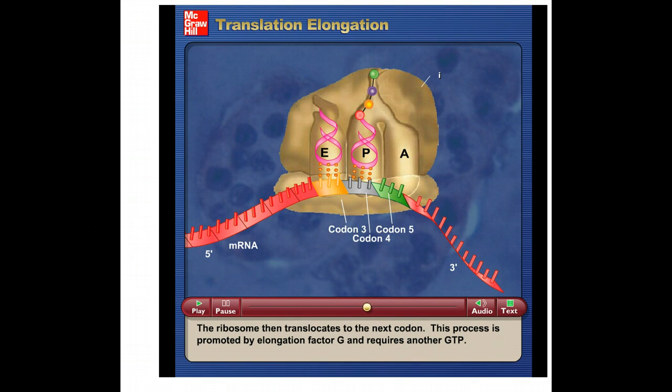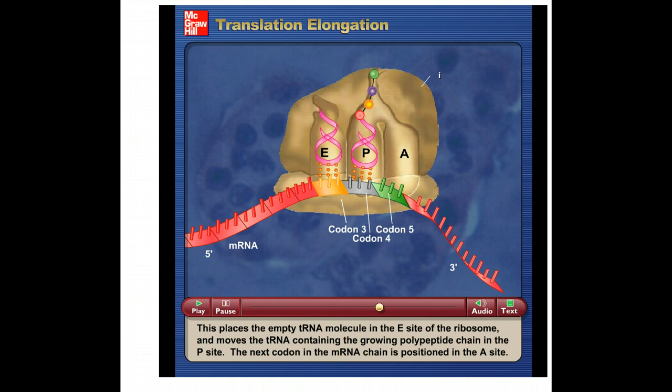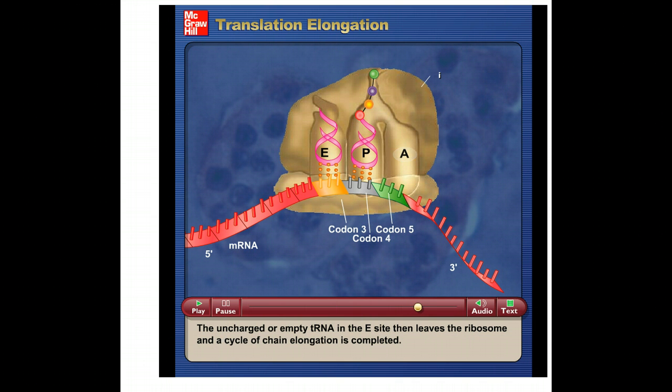This process is promoted by elongation factor G and requires another GTP. This places the empty tRNA molecule in the E site of the ribosome and moves the tRNA containing the growing polypeptide chain in the P site. The next codon in the mRNA chain is positioned in the A site. The uncharged or empty tRNA in the E site then leaves the ribosome and a cycle of chain elongation is completed. Through subsequent cycles of chain elongation, the polypeptide chain continues to elongate one amino acid at a time.